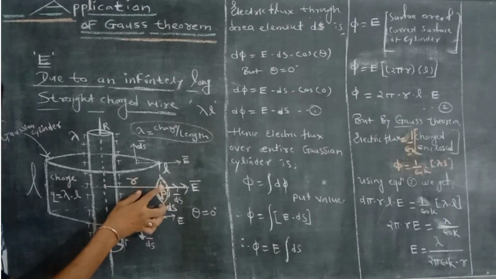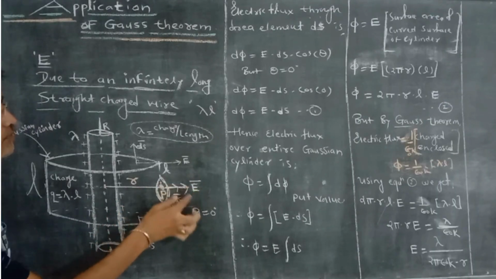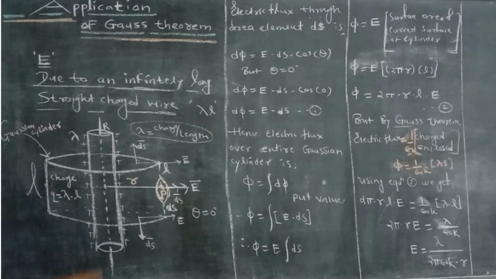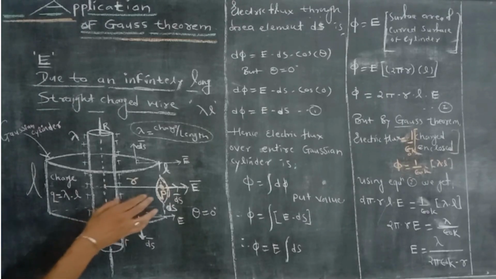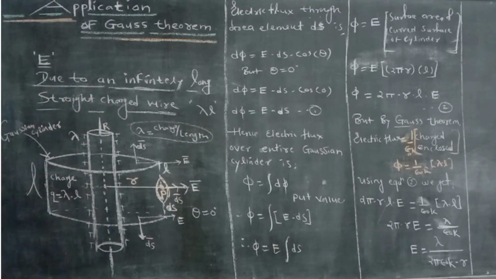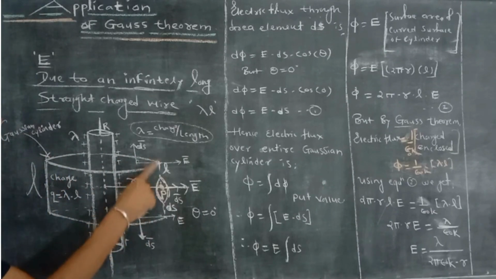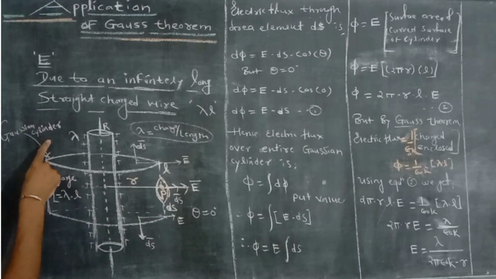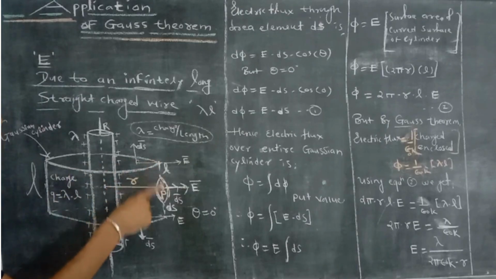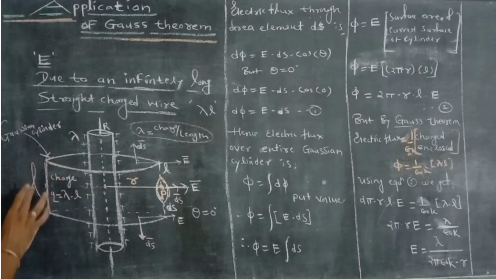Okay, we want to find the intensity at the point P. The electric field intensity at the point is shown by capital E. So we know that if you want to find the intensity at the point P using the Gauss theorem, first you have to draw the Gaussian surface. So here I have drawn the Gaussian surface in the form of a cylinder, a Gaussian cylinder. The Gaussian cylinder is passing through the point P, and its length we have taken as small l.